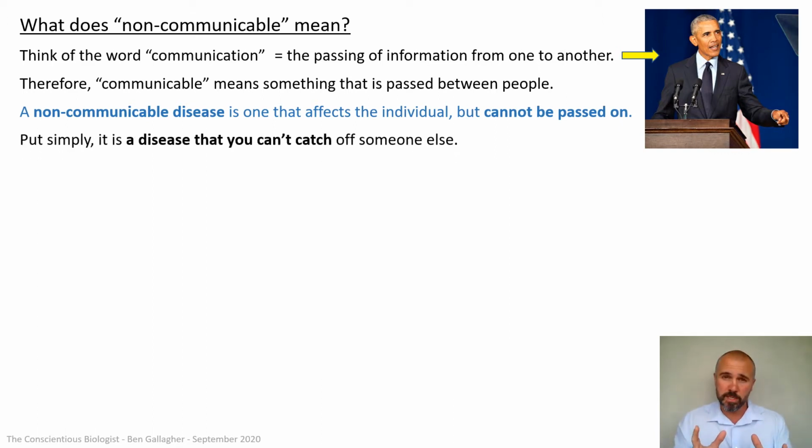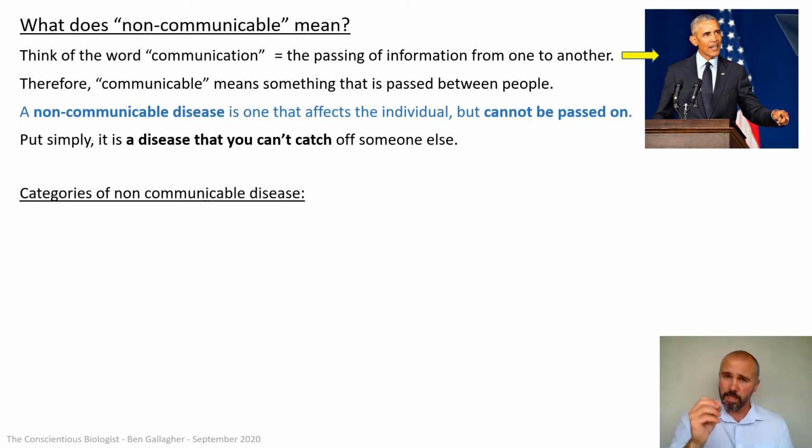In other words, if we put it simply, it's a disease that you can't catch off someone else. So it's something that you might have or someone you know might have, but they can't pass it to you, or if you've got it, you can't pass it to them. Another word for this is non-contagious. You might have heard about diseases being contagious or non-contagious. It means the same thing.